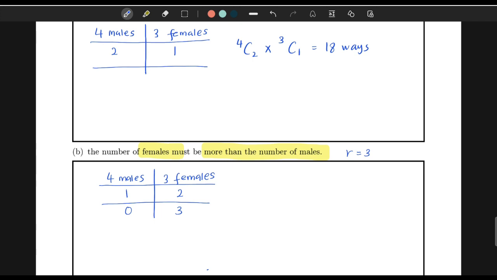Okay, so from this table, we can conclude that from 4 males, we only can choose 1, and from 3 females, we can choose 2, or either the second situation, we choose 0, no males, and all from females. Okay, so the answer is 13 ways.